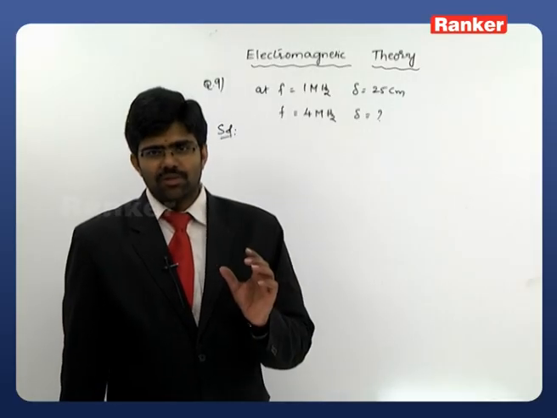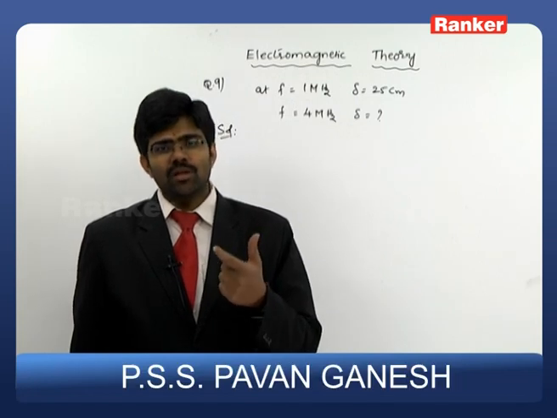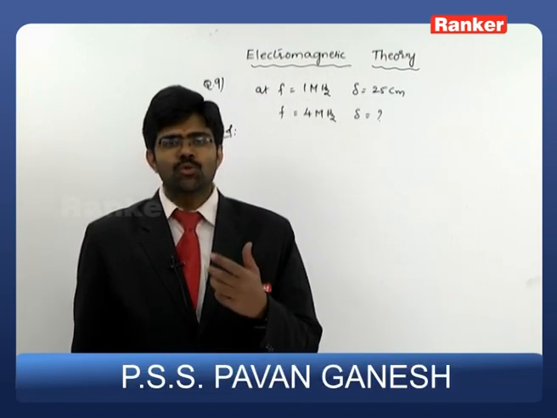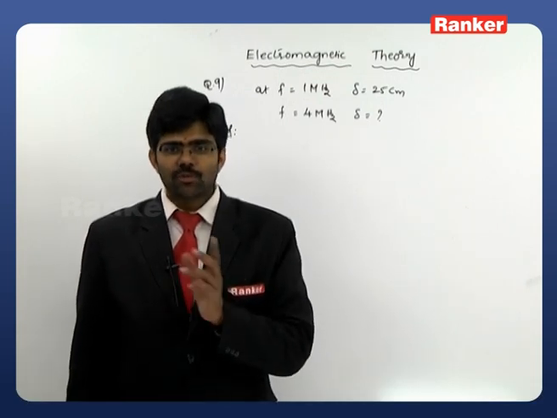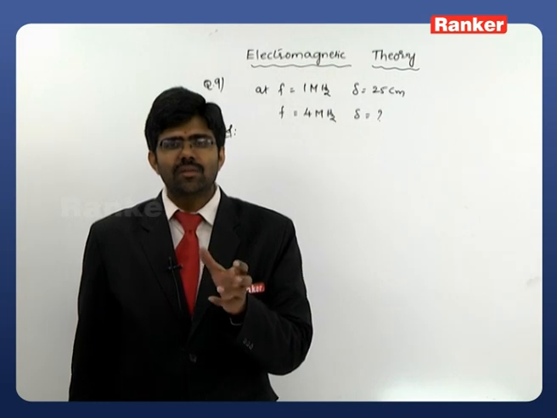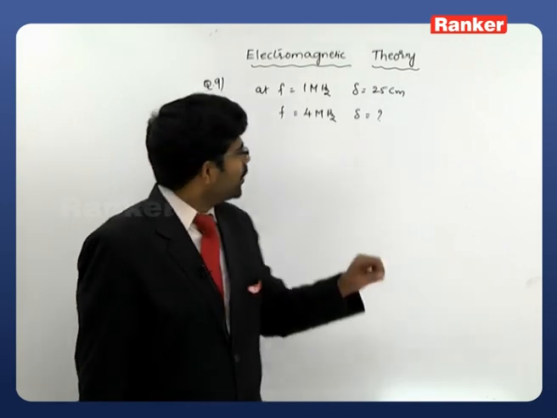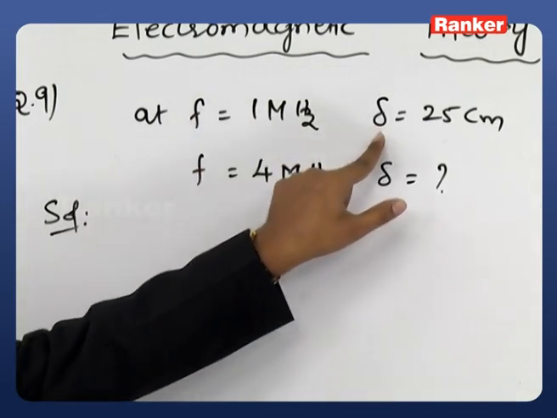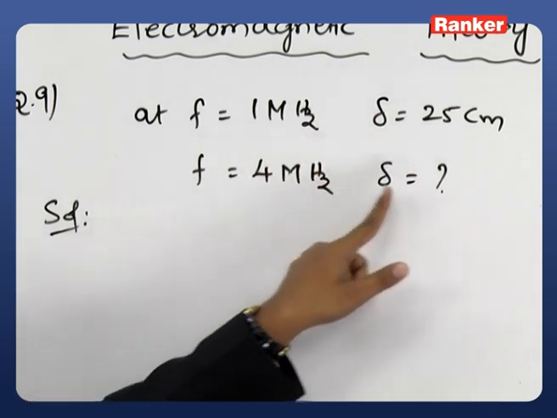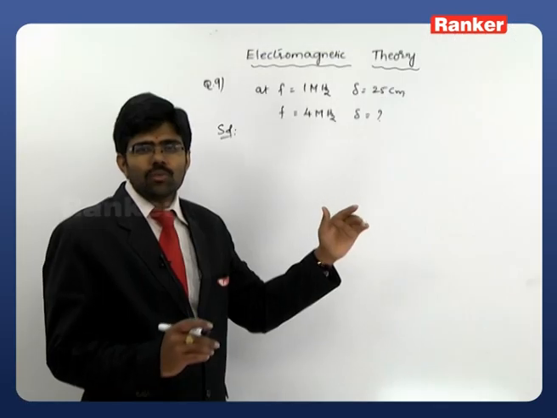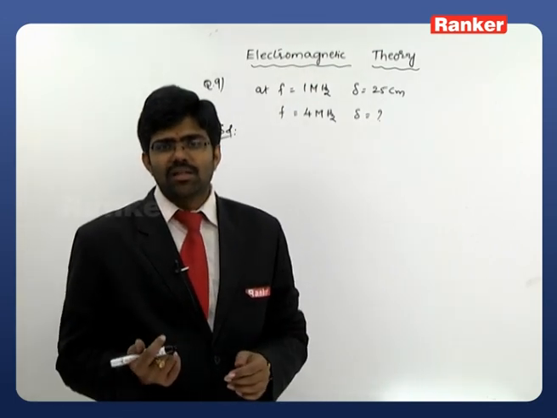Here clearly observe, for a given material some conductivity is there. Since conductivity is there, definitely you are supposed to calculate the depth of penetration. If there is no conductivity, the depth of penetration is infinite, right? That's why in the problem it is clearly mentioned that it is a material with conductivity sigma. So clearly observe that point. At a frequency f equal to 1 MHz, the depth of penetration is 25 cm, and at another frequency 4 MHz, we require the depth of penetration. So we require the relation between this delta and f. How was this depth of penetration, or delta, defined?